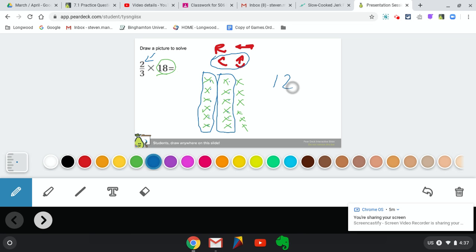Our answer is 12. And I saw some people put fractions for answers, and I'm not really sure how you went about getting a fraction for an answer. All of our answers for these questions are going to be whole numbers, okay? Again, that's because the denominator goes evenly into that whole number. We're going to get a whole number, okay? So let's take a look at the next one.